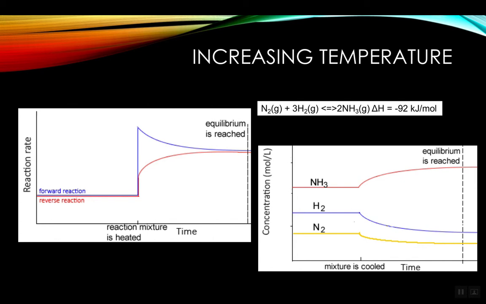As it says down the bottom on the x-axis, what's happened there is the reaction mixture was cooled. So in this instance, we're seeing for the concentration time graph a cooling of it. Make more NH3, less H2 and N2. And again we're seeing those molar ratios in those curvy change lines.